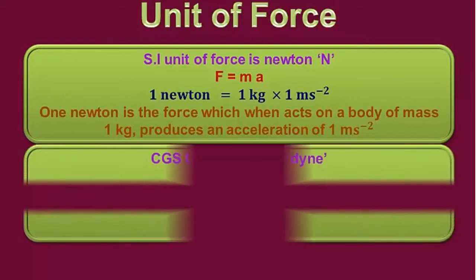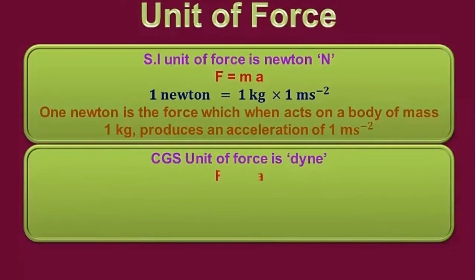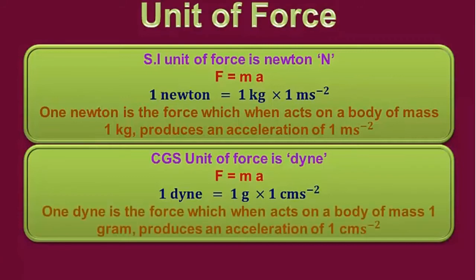The CGS unit of force is dyne. As discussed, force F equal to mass multiplied by acceleration. On substituting the CGS units of mass and acceleration, we get 1 dyne equal to 1 gram multiplied by 1 centimeter per second square. Hence 1 dyne is the force, which when acts on a body of mass 1 gram, produces an acceleration of 1 centimeter per second square.